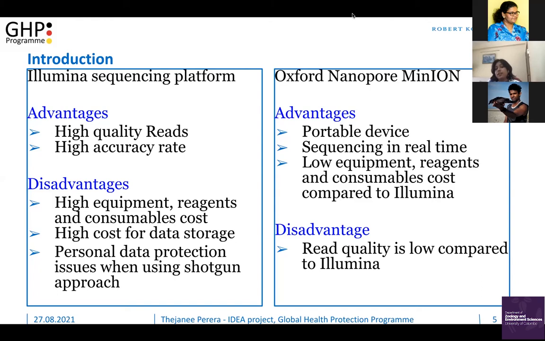In contrast to that, if we take the MinION sequencing method, the advantage is that it's a portable device, and we can do the sequencing in real time. You can see the number of reads you get in real time, and the equipment cost is low, and also the reagent and consumable cost is low compared to Illumina sequencing. But the disadvantage is that the read quality is a little bit lower compared to Illumina.